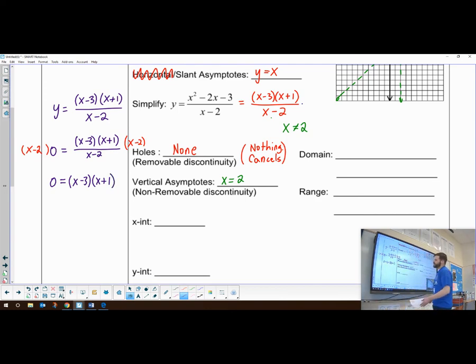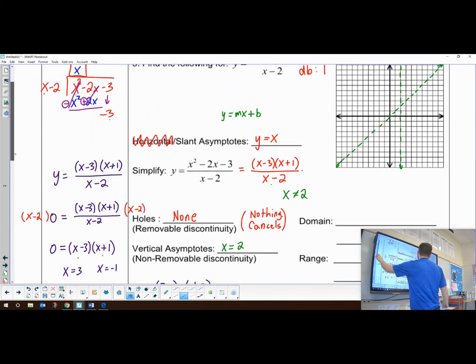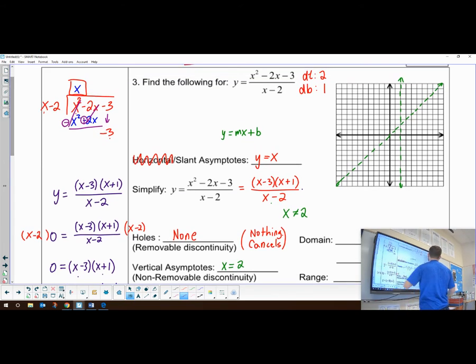Hey, check it out. We have two parentheses equals 0, so that tells me what my answers are. My answer for this one is x equals 3. My answer for this one is x equals negative 1. So in this case, I'm going to have two x-intercepts. I'm going to have one at 3, 0, and one at negative 1, 0. Let's put that up there on my graph so we have an idea of where my graph is going to go. So there are two x-intercepts.